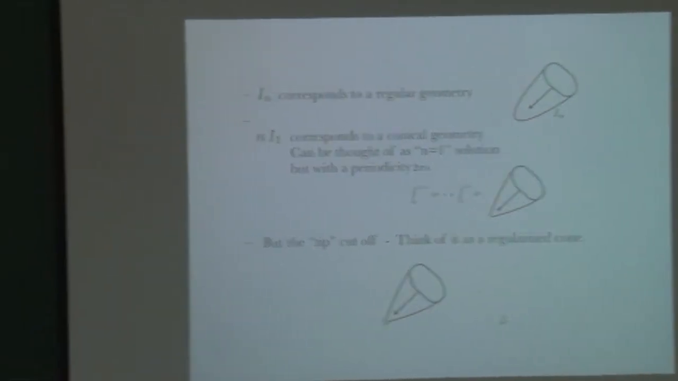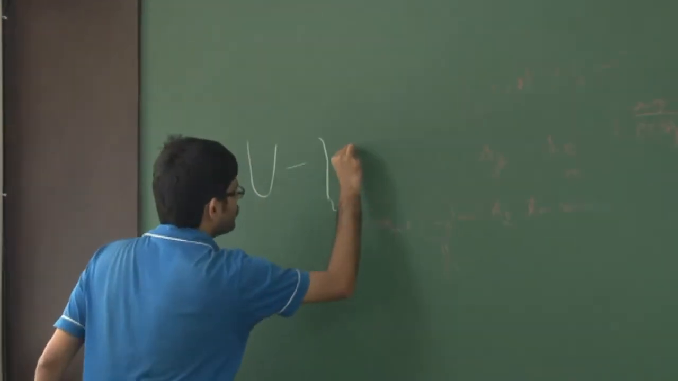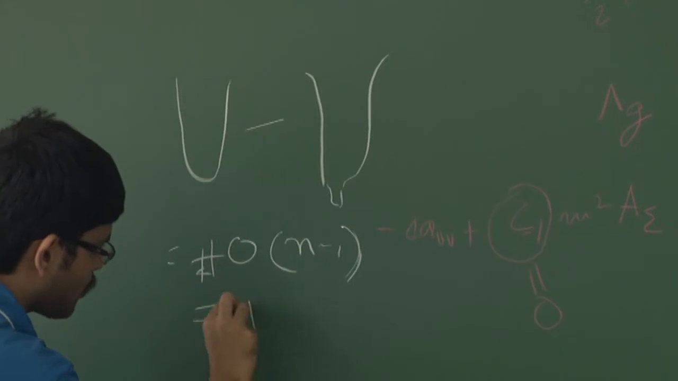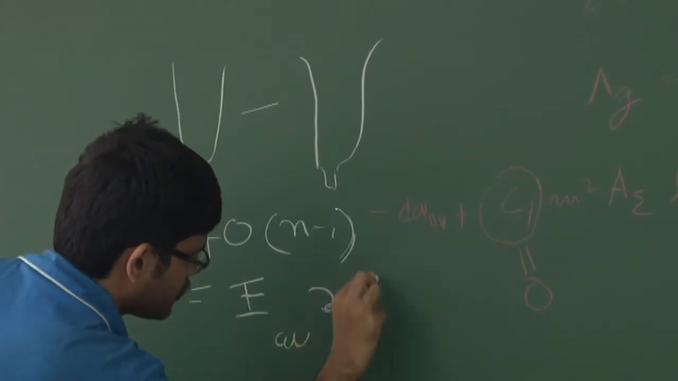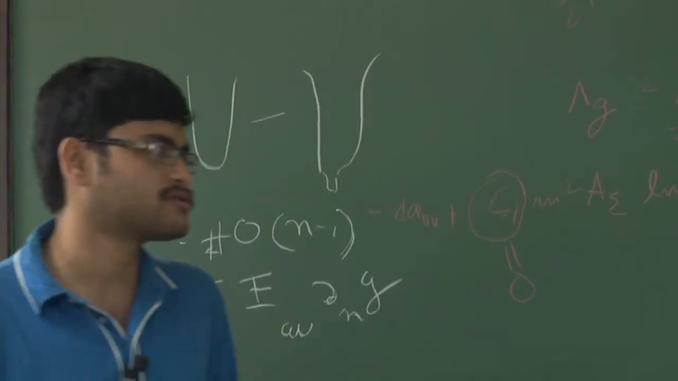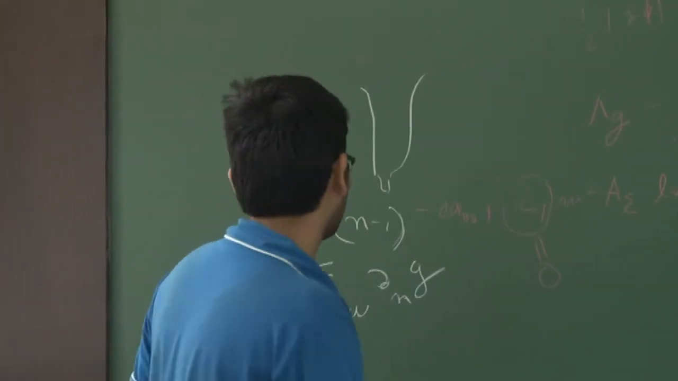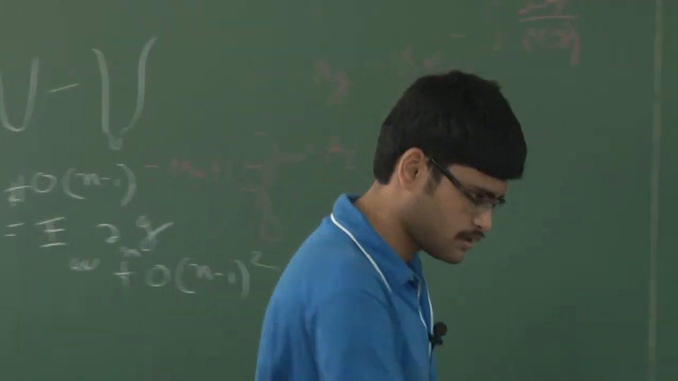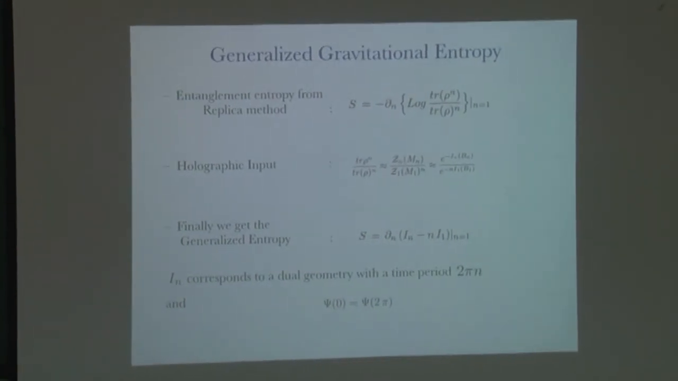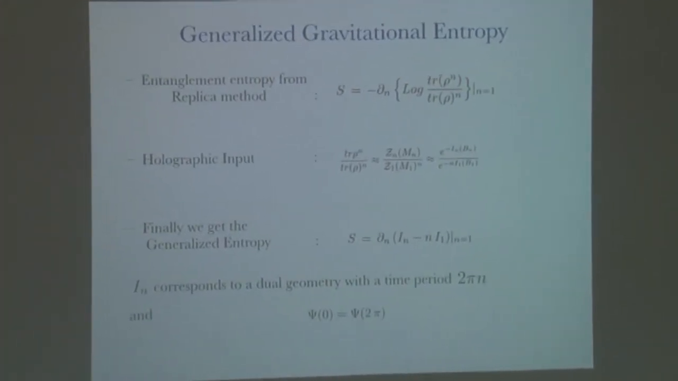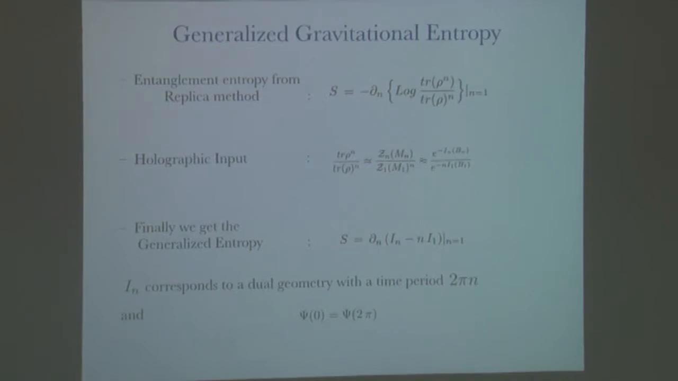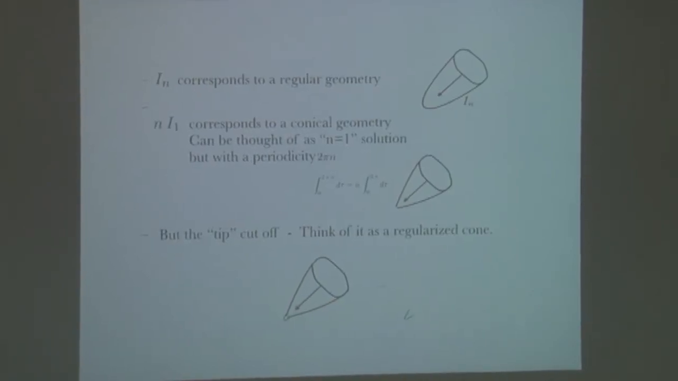So, this is the smooth solution minus this regular solution. They differ by order n minus 1, and this thing is proportional to the equation of motion. So, this contribution actually vanishes if we impose the on-shell condition. The remaining term is order n minus 1 whole squared, and from this formula it is evident that only the order n minus 1 term will contribute. So, these two do not contribute in the entropy formula. The only contribution comes from the tip of this cone.